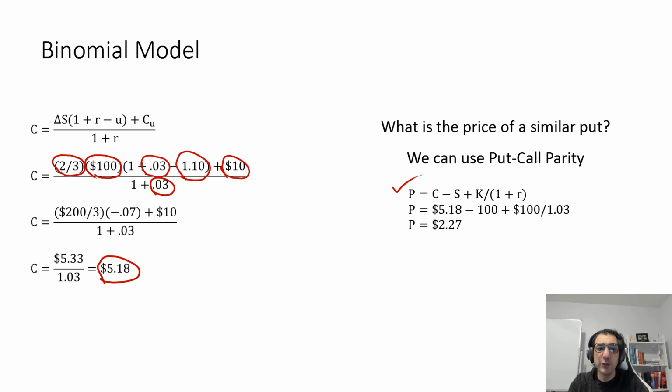And if you just plug the numbers, we already calculated the call value, $5.18. That's the stock price. This is the exercise price, and this is 1 plus R. And you can find the value of your put option, which is $2.27.